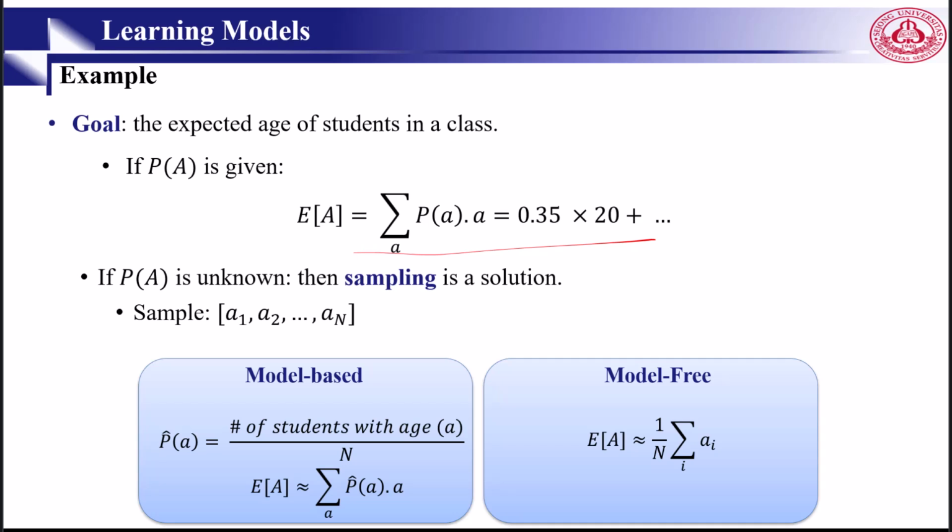So the example can be expressed in the form of model-based and model-free. Our goal is to find the expected age of a student in a class. Two ways are there. Either we have a probability like P(A) or we don't have this P(A). If P(A) is known, the average is the probability of each one multiplied by the value, P(A) times A, then we can find it. And if we don't have that, we can go for model-based and model-free. The model-based approach says the estimated probability is the number of students with age A divided by N, right? And here we say that it's equal to 1 over N times the sum of all ages that we have.